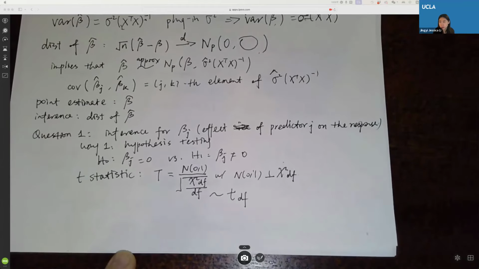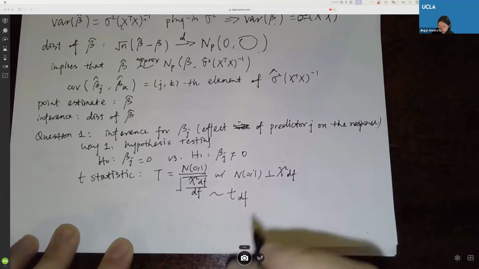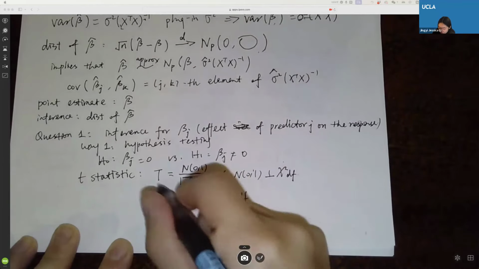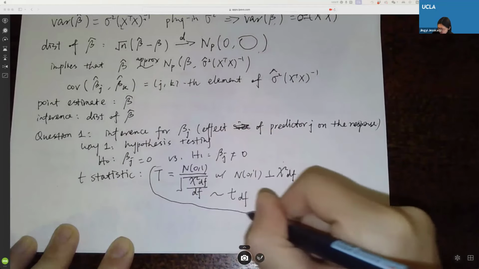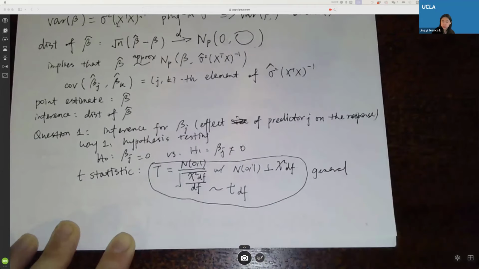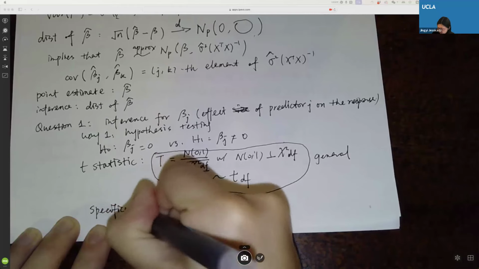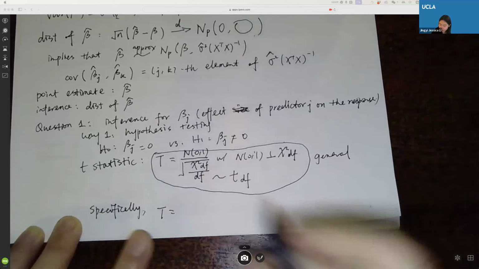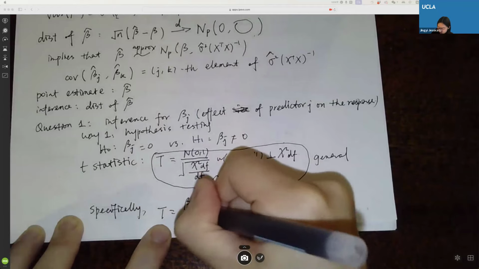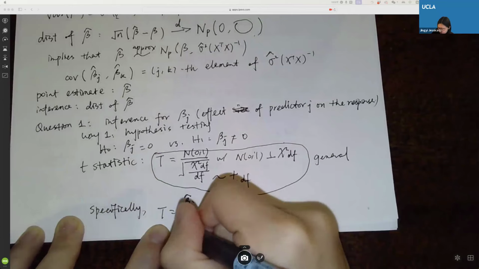And you can actually show that for the two sample t statistic and the thing we'll present here, they can be formulated in this way, at least asymptotically. So this is the general form. And specifically, we can write t in our case as so-called beta hat j, our estimate for predictor j, divided by its standard error.